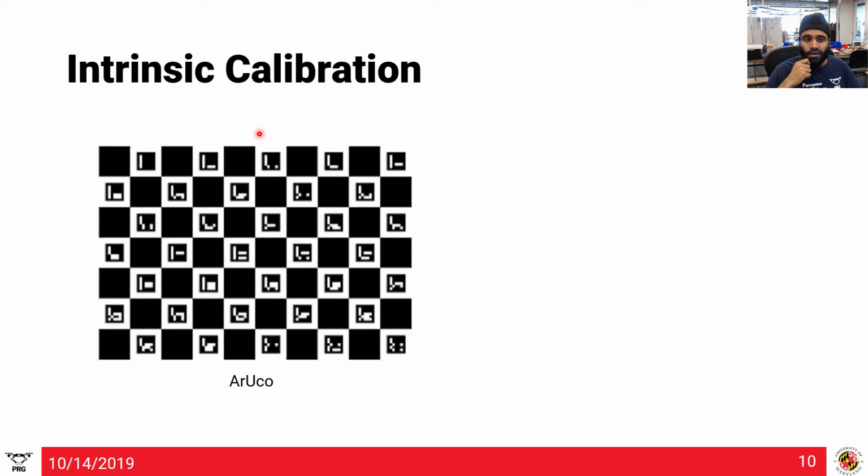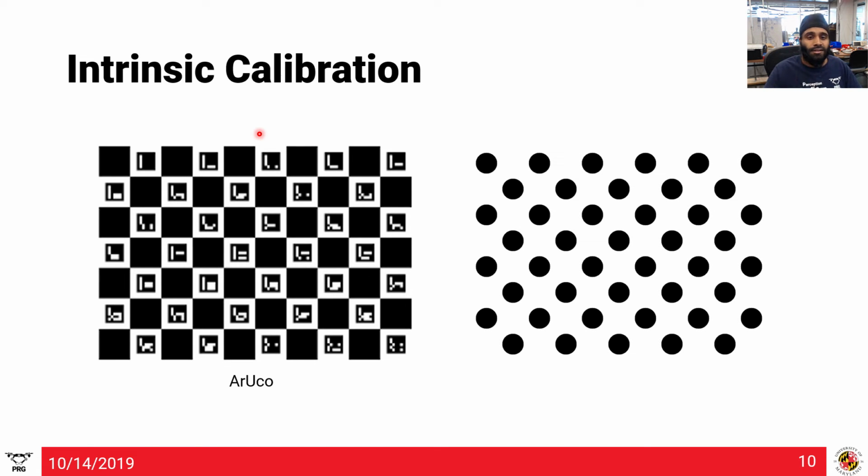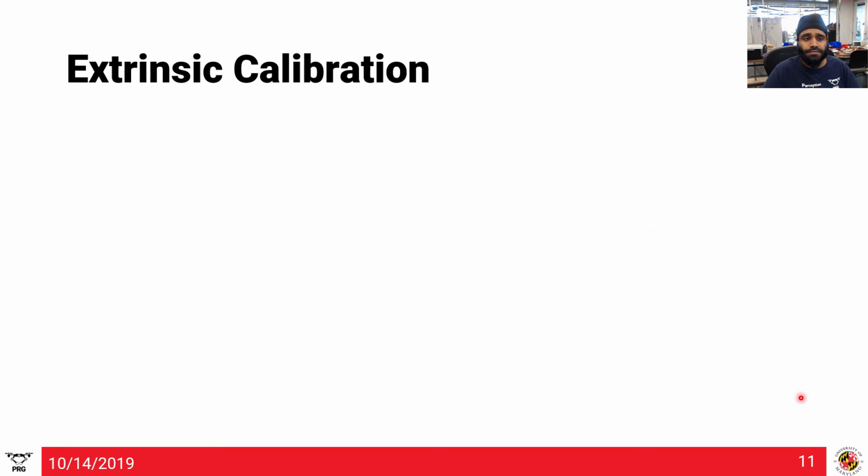Okay, moving on. This is one of the ChArUco markers, and this is another pattern, which is a circular pattern. People use that because you are trying to estimate your pose from these multiple circles from different views. This is another calibration board, basically.